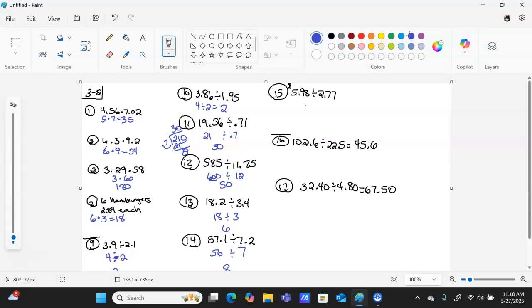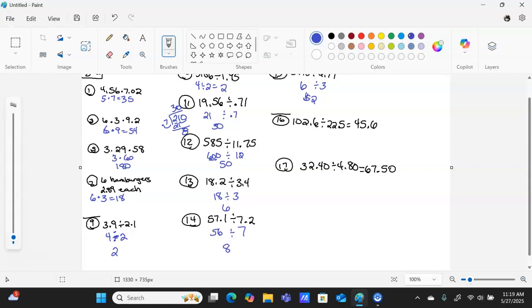And then number 15, he buys a sack of peaches for $5.98. The sack weighed 2.77 pounds. What's the approximate price per pound? So I see this is close to 3, and that's close to 6. So it's about $2 a pound, about.